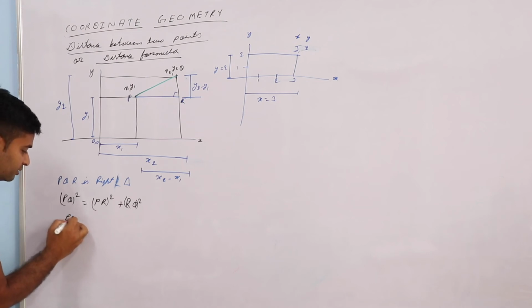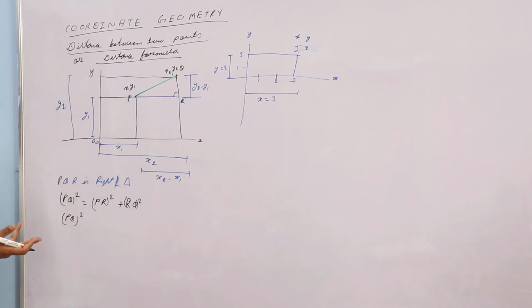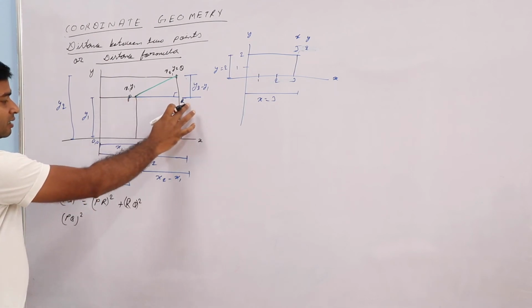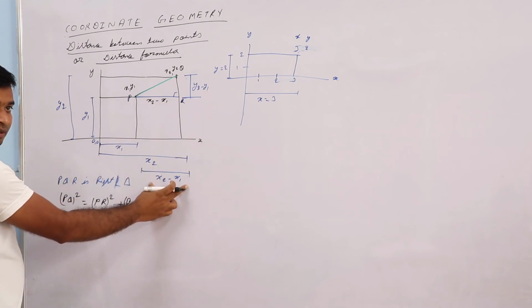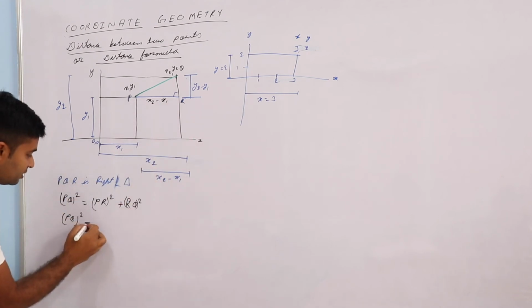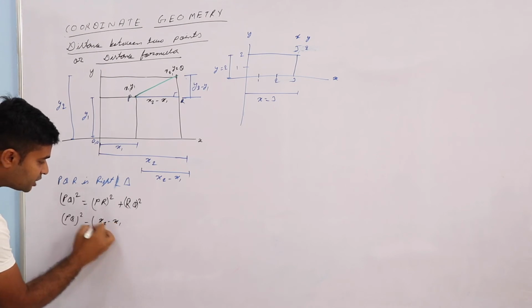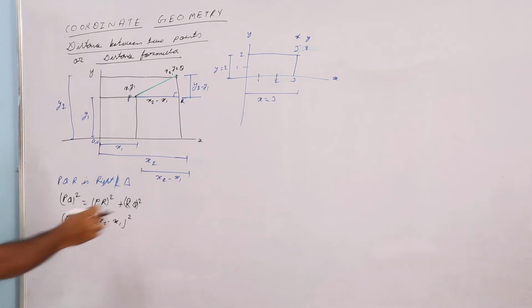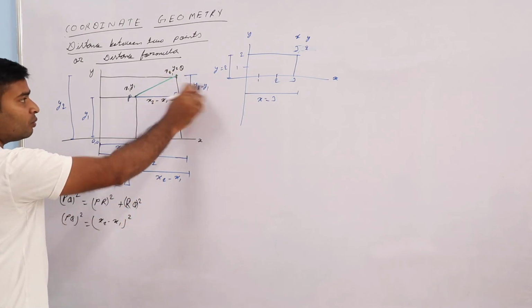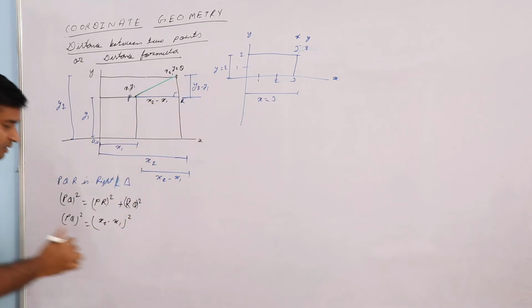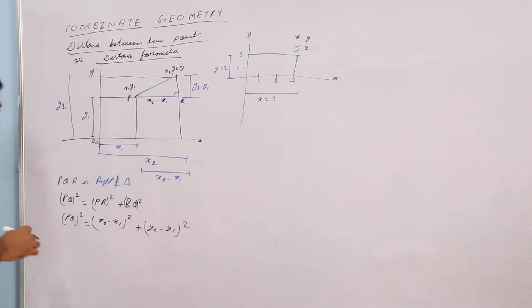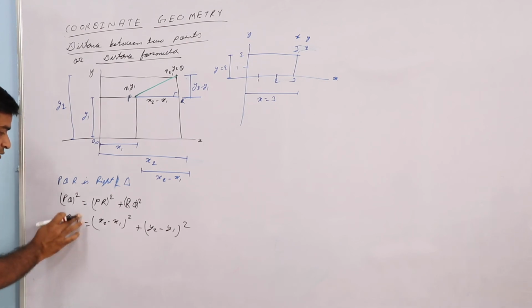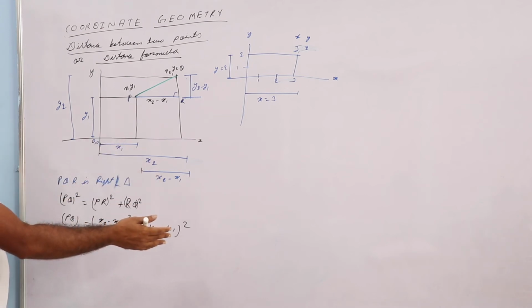PQ square is PQ only, we don't know the value. PR, PR is how much? X2 minus X1, whole square. And RQ, RQ how much? Y2 minus Y1, square. Now, if I remove the square from here, this side will convert to root.